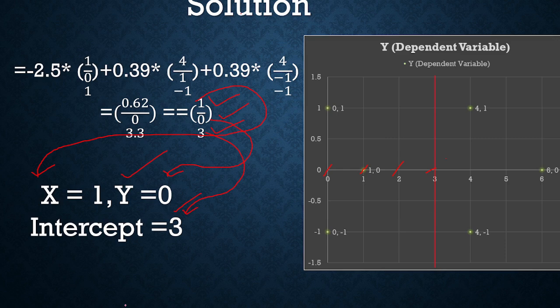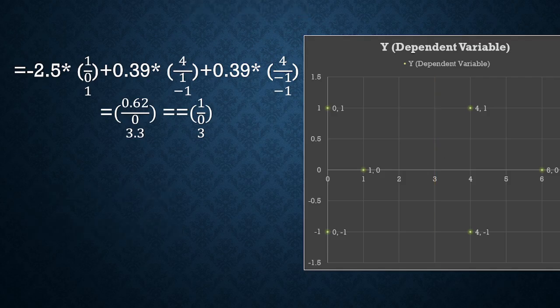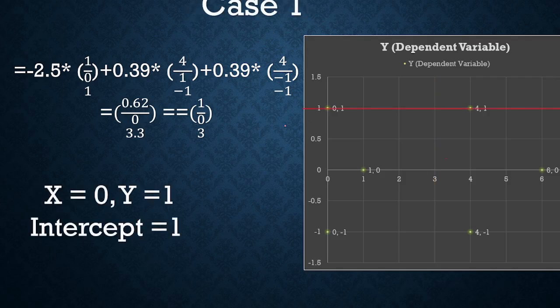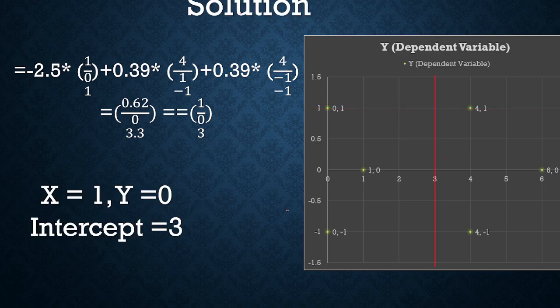So if the case is like this, if x is equal to 0 and y is equal to 1, then it will be the opposite. It will be parallel to the x-axis. So that will look like this. So this is where x is equal to 0 and y is equal to 1. So that will be parallel to the x-axis with an intercept of 1. So intercept means the distance from the x-axis to the hyperplane. So this is the hyperplane. Okay, so this is how it will be represented.